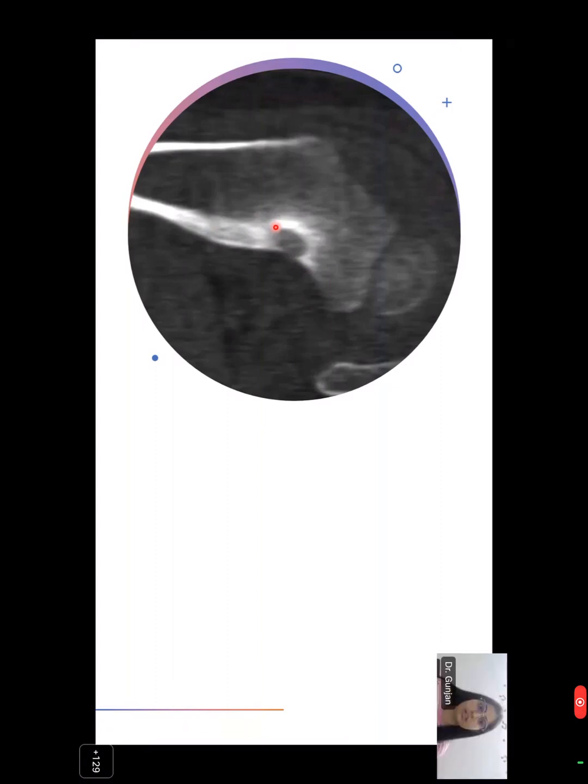The difference being that it is a little more locally aggressive, and the size difference is usually more than 2 centimeters in dimension. The nidus, the lytic, translucent area, is more than 2 centimeters in osteoblastoma. Good, and that's an excellent discussion.